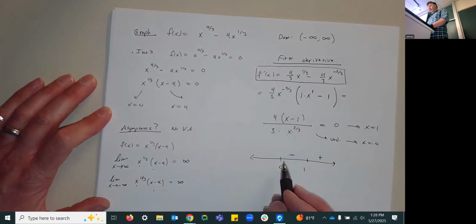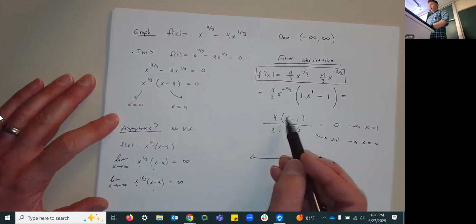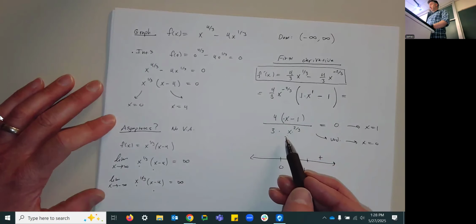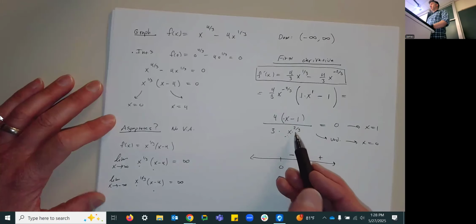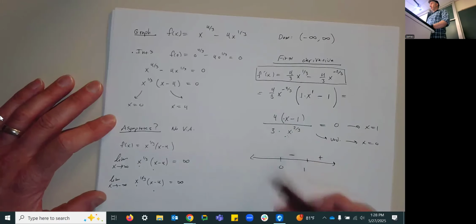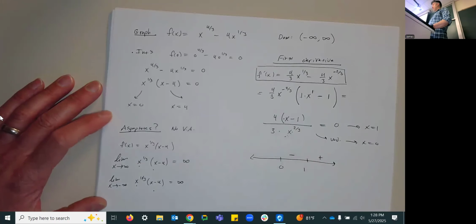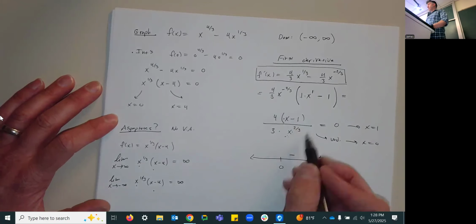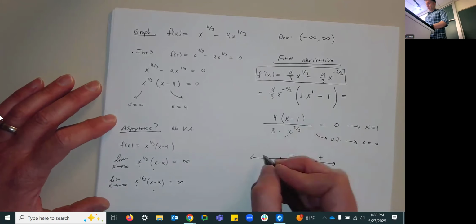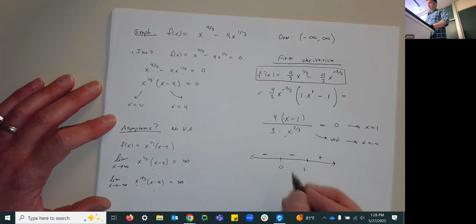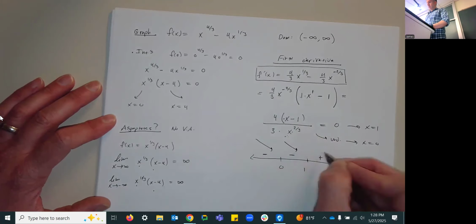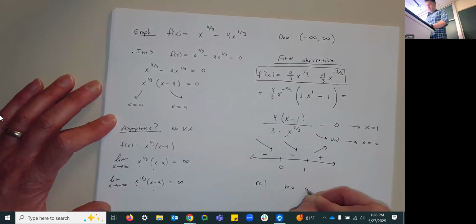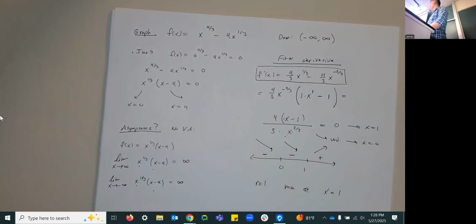And then left of 0, if we plug in negative 1, the top is negative, the denominator is positive. Because it's negative 1, it's the cube root of negative 1, which is still negative 1, but then we are squaring it. That 2 in the numerator is going to make any input for x come out positive after we square it. So it's going to be a negative over a positive, which is still negative. So we are decreasing, decreasing, increasing. So we have a relative minimum at x equal to 1.